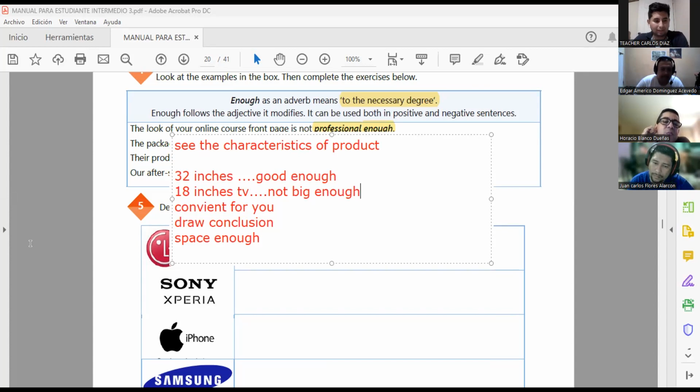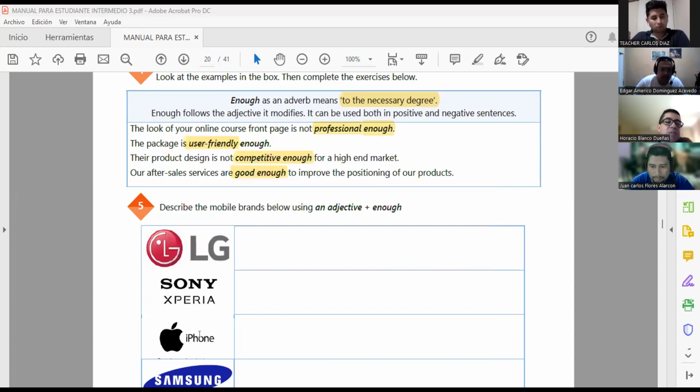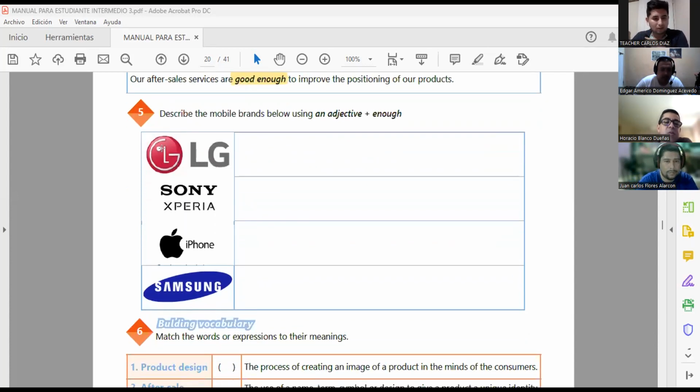Listen. We are going to see the examples here, the activity. Can you see we have an LG TV, we have a Sony stereo, we have an iPhone, and we have a Samsung. Well, think about maybe the LG can be a computer, it can be a refrigerator. You make up the product, think about the characteristics, and well, say the qualities.